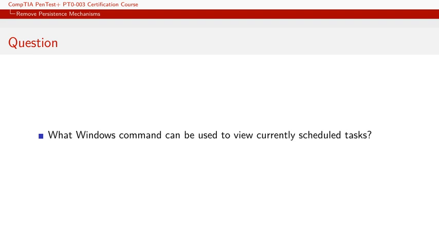To verify scheduled tasks on a Windows system, you'll need to know the appropriate command. This is essential for identifying and subsequently removing persistent mechanisms that an attacker might have set up. So, what Windows command can be used to view currently scheduled tasks?